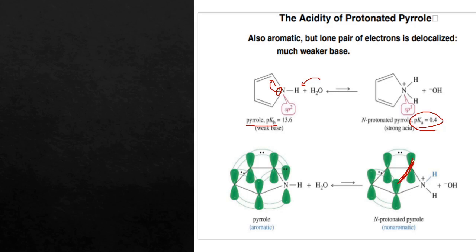Now how can pyrrole get back this loop? Only when it contains the lone pair of electrons. So it can only get back its aromaticity if it has the lone pair of electrons, and that can happen only when either of these two hydrogens is removed. That is the reason why your protonated pyrrole, which is non-aromatic, is highly acidic and can readily lose its proton, whereas your pyrrole is aromatic.